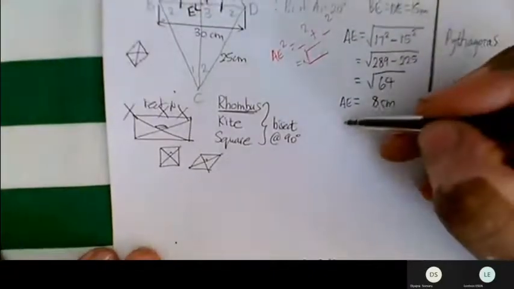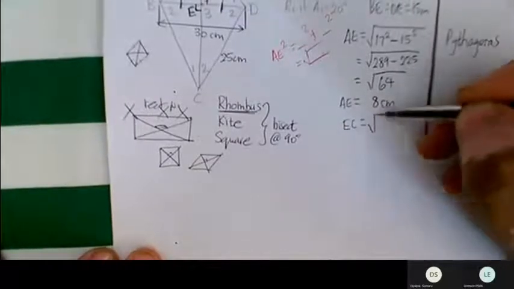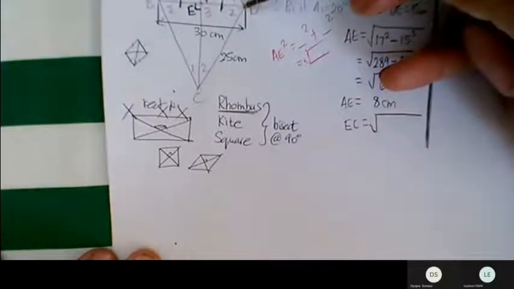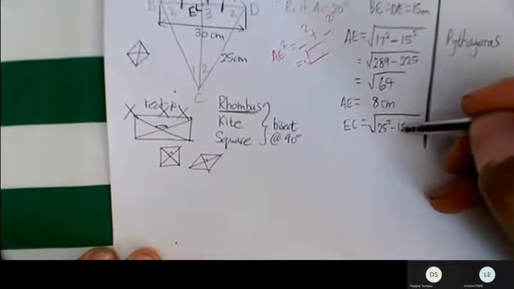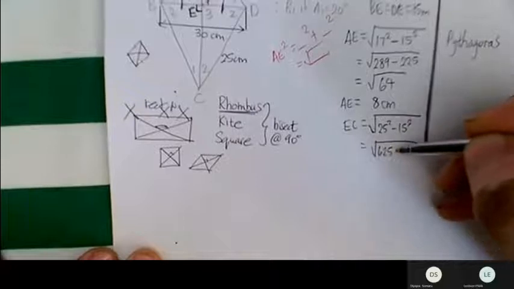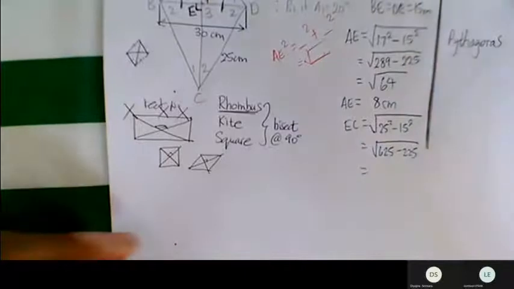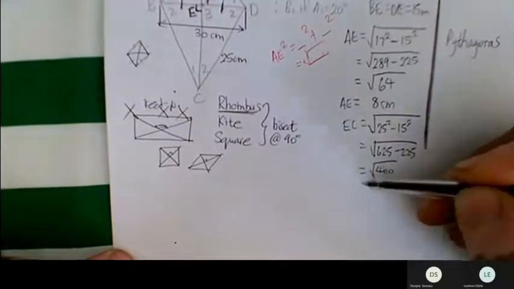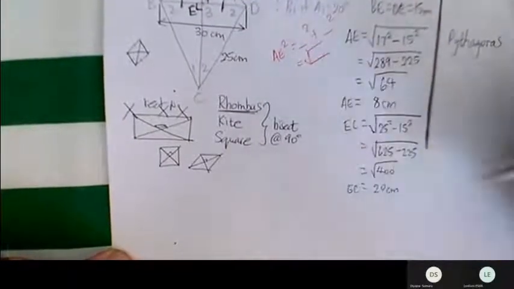So 25, EC. EC is equal to the square root of 25 squared minus 15 squared. 25 squared, if I'm not mistaken, is 625, minus 225. So 625 minus 225 will give me 400. Square root of 400 will give me 20. EC is 20 centimeters. Right.